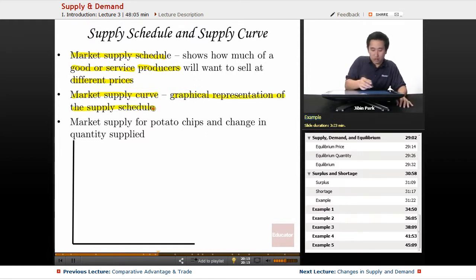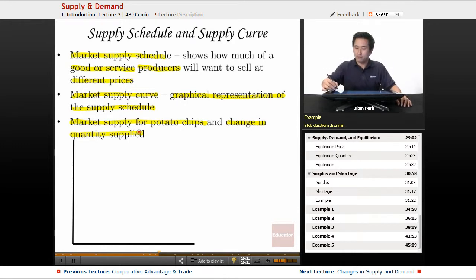What we're going to do is take a look at the market supply for potato chips and then the resulting change in quantity supplied here. So what we have here is a market supply schedule. So this is going to be a market supply schedule.